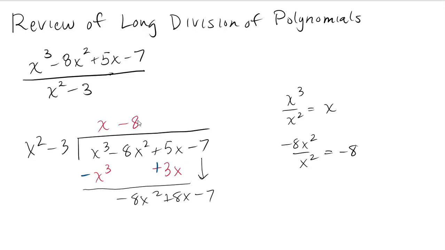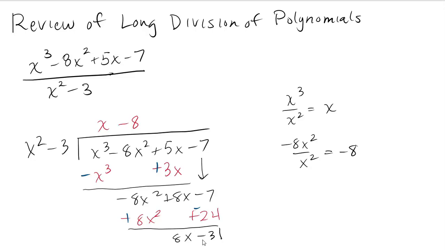Then I multiply down. Negative 8 times negative 3 is positive 24. That goes underneath the constant term. Negative 8 times x squared is negative 8x squared. I'm subtracting, so I switch the signs. The x squared terms cancel away. The 8x comes down, and negative 7 plus negative 24 is negative 31. And at this point, what's left over has a smaller degree than our divisor. We call this a remainder. The remainder this time is not 0.